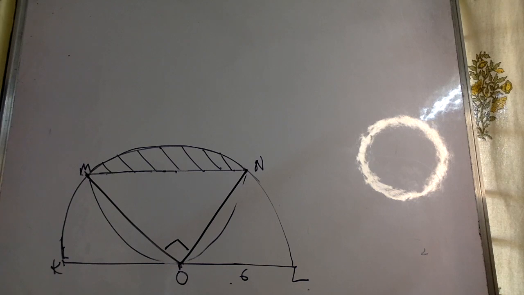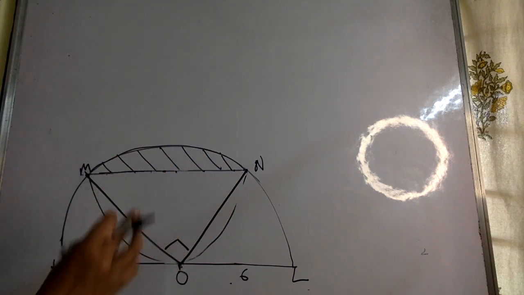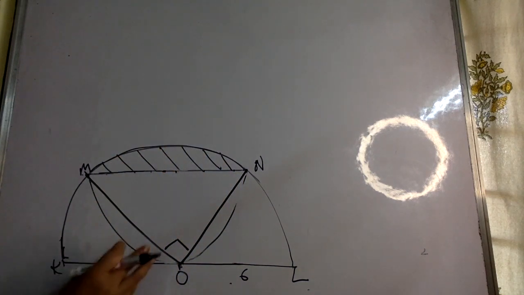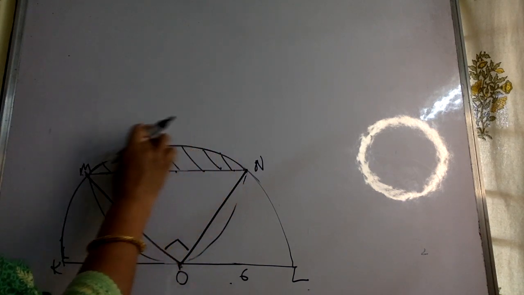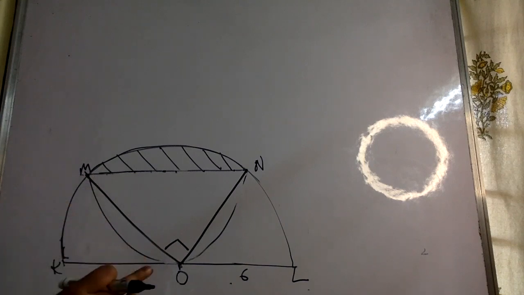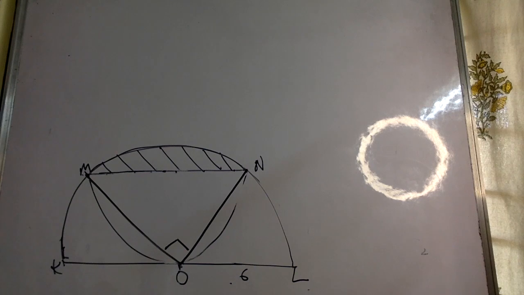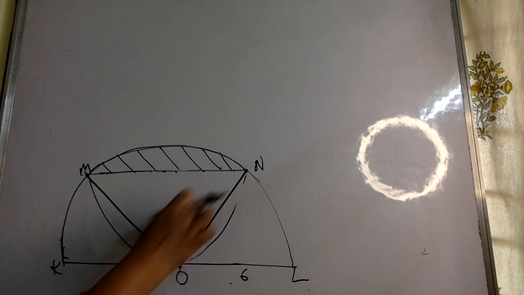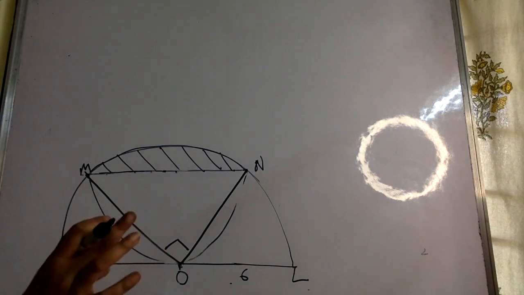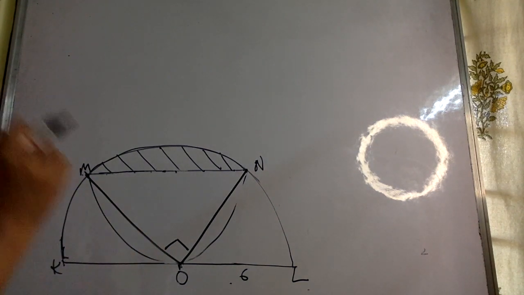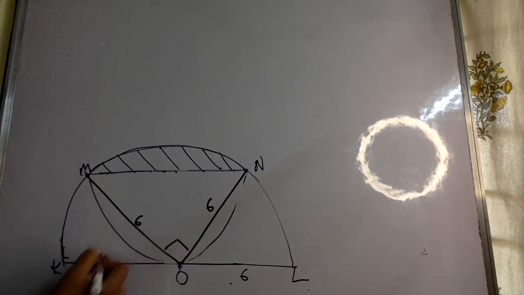Now if this angle is 90 degree, we have a right angle triangle here. Also, we have got something else, MON. This full sector is a quadrant. It forms a quadrant for the bigger circle. For the smaller circle we can only see a 90 degree. Now this length is 6 because radius is 6, this length is also 6.